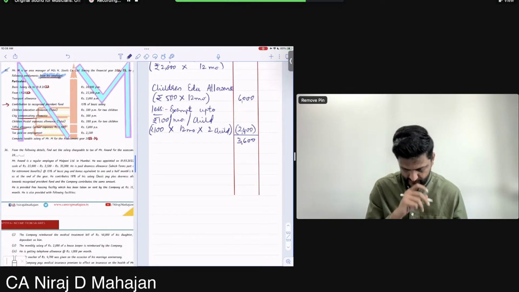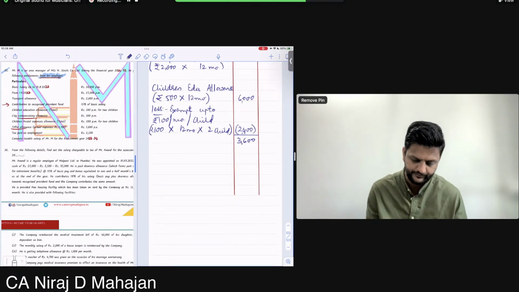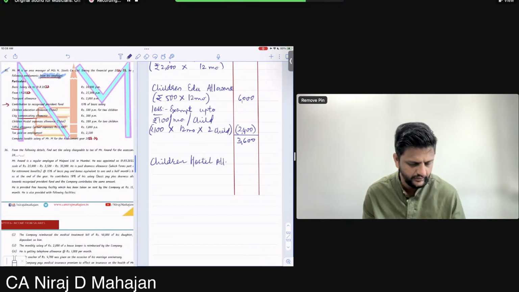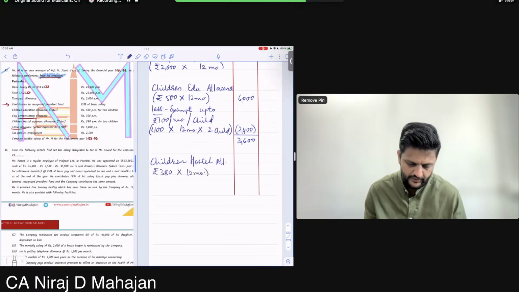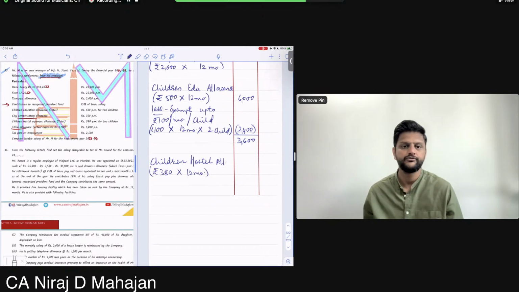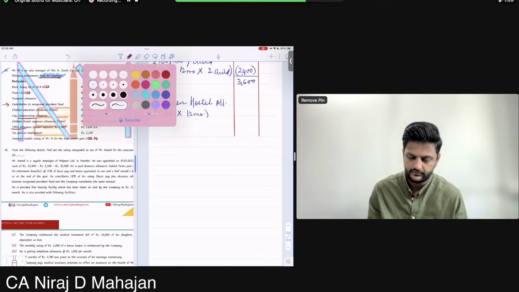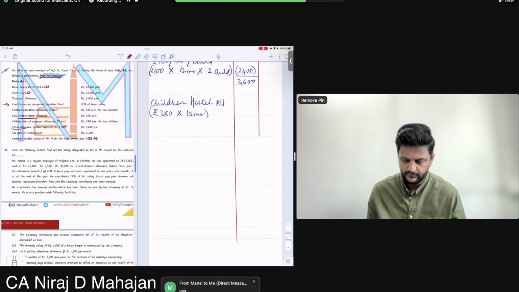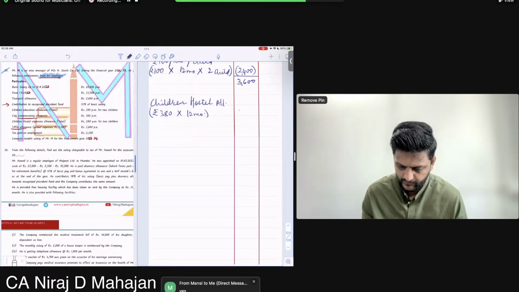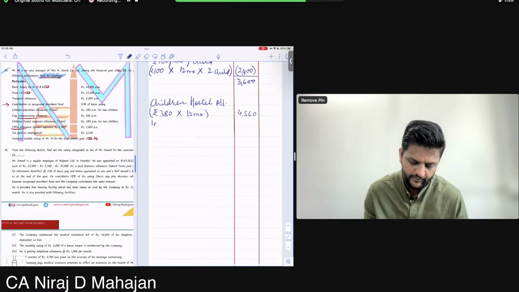Do we have hostel also? Yes. We'll finish children all together. How much received? Rupees 380 into 12 months. It is for both the children. Comes to, is it 4,560? Tell me. Calculate, all of you calculate. Less how much? 300 per month per child, no?